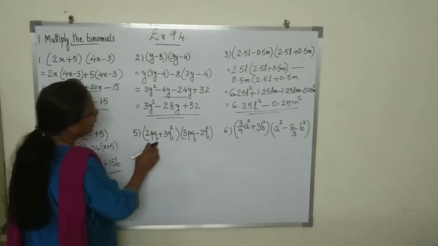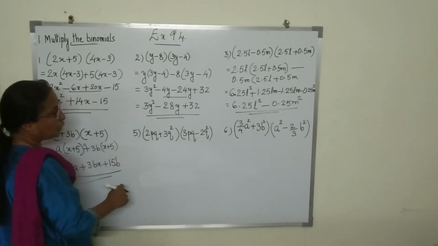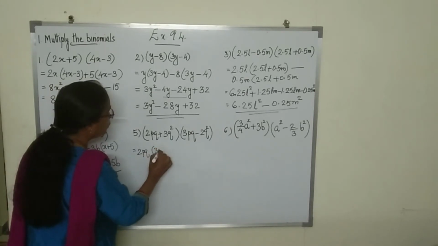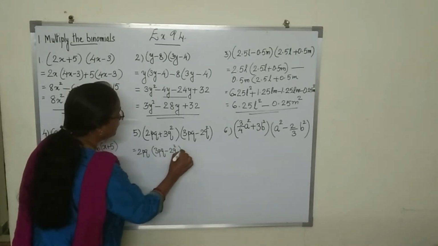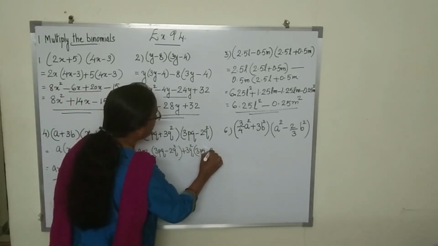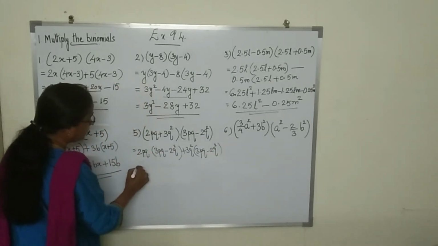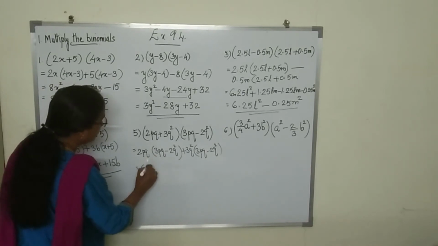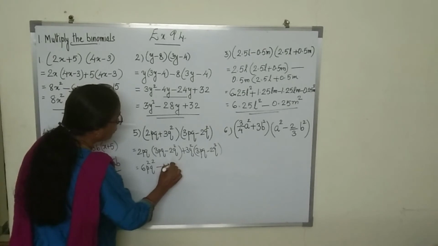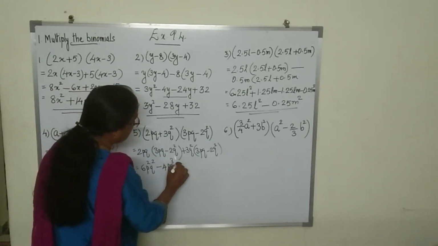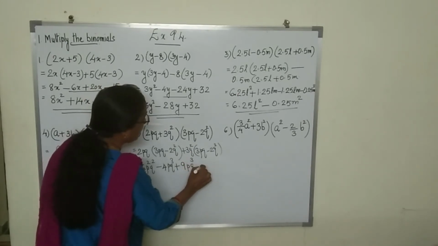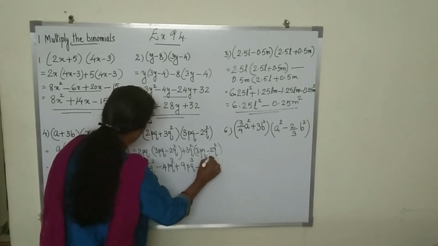Now here 2pq plus 3q square multiplied by 3pq minus 2q square, that is 2pq into 3pq minus 2q square, plus 3q square into 3pq minus 2q square, that is equal to 2 3s are 6p square q square, minus 2 2s are 4pq cube, plus 3 3s are 9pq cube, minus 3 2s are 6q raised to 4.